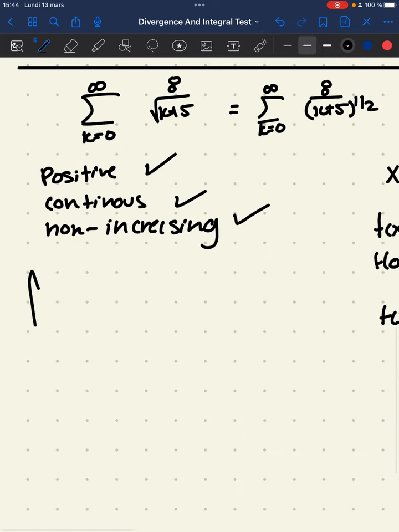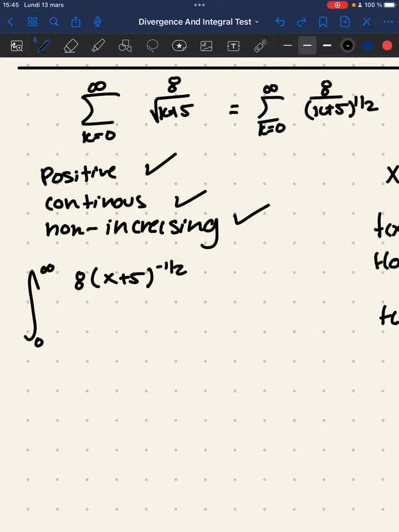Okay, now let's take the integral from 0 to infinity of 8 times (x plus 5) to the negative 1 over 2. Remember, it's negative right here because it's the same thing as saying 8 over this whole thing, or we can just say it's times the negative exponent of it.